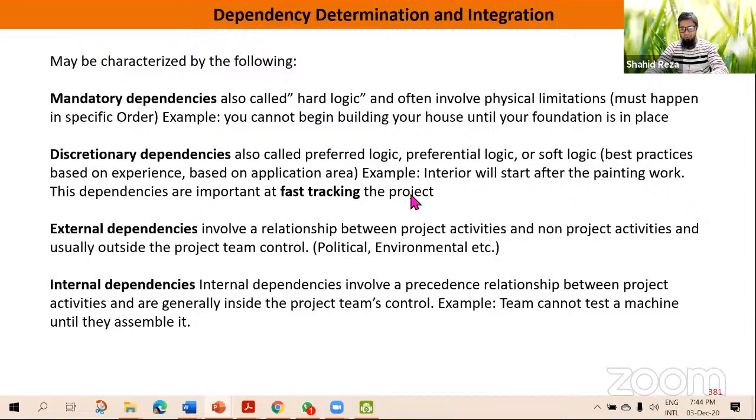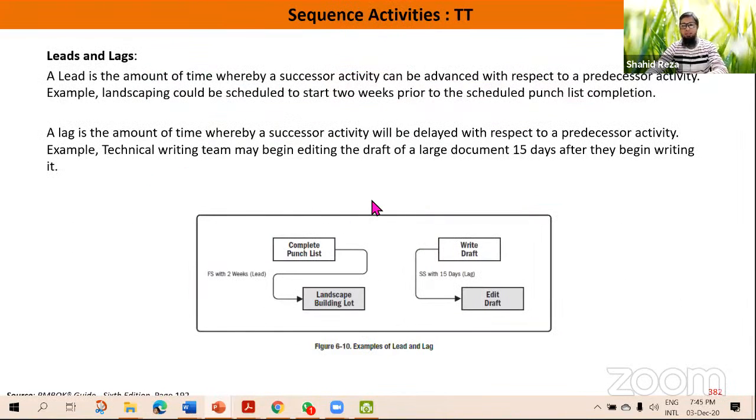So let's see the next slides. Another important concept is leads and lags. You may get one question from here. When we are considering the relationship and dependency between the activities, one important thing you also need to consider is leads and lags. What is lead?